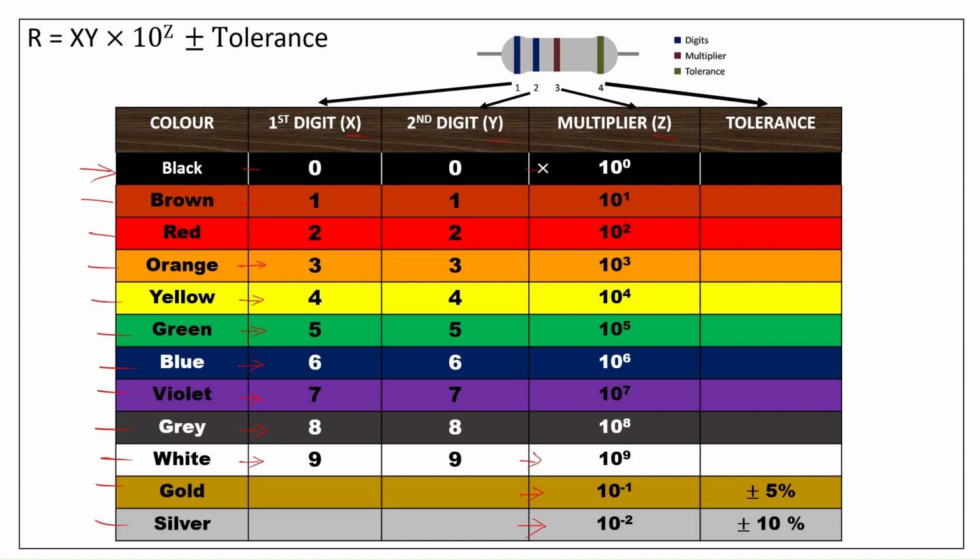Now the fourth band, tolerance. For gold it is plus or minus 5%. And for silver it is plus or minus 10%.